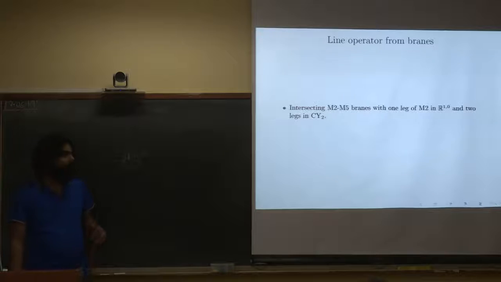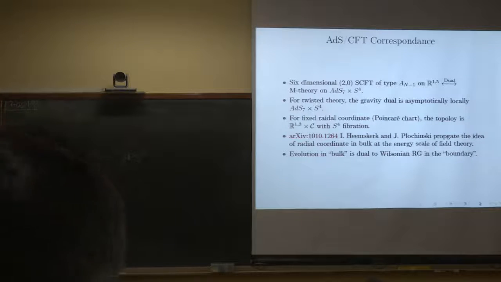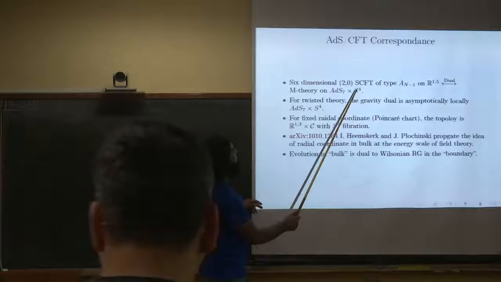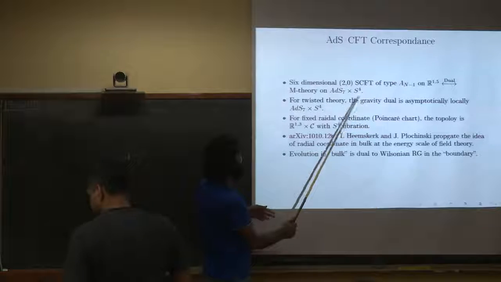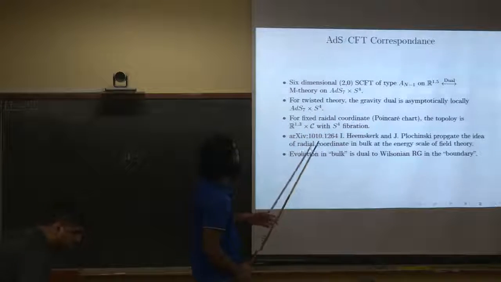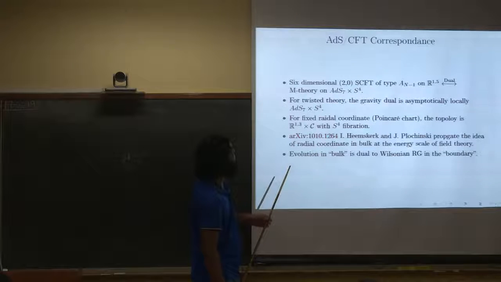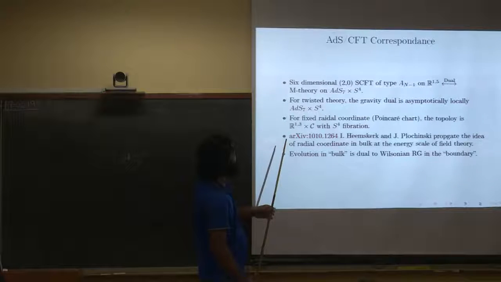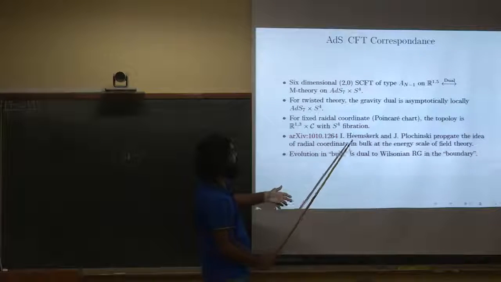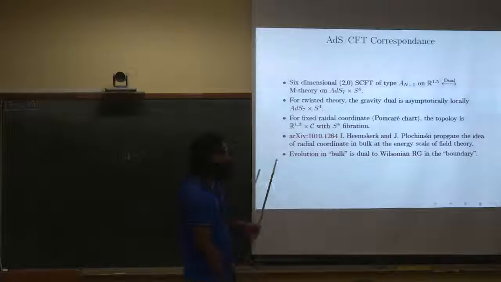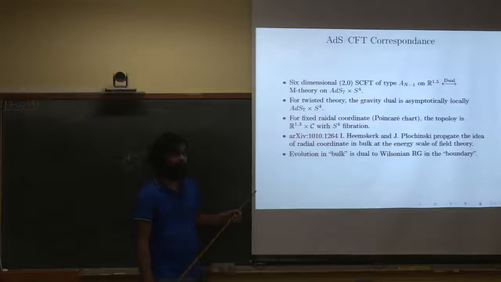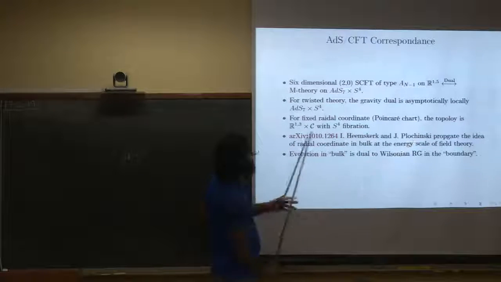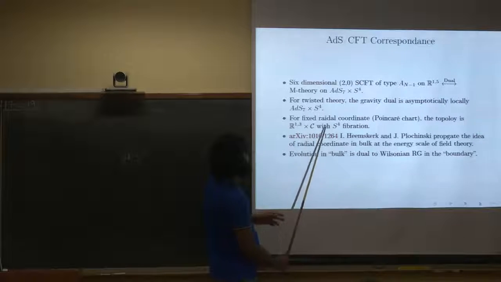So that's a field theory perspective. Now in the original paper, Maldacena also found the dual solution of this two-dimensional superconformal field theory, which was dual to M theory on AdS7 times S4. But we are interested in some exotic version of this theory, which is the twisted version. For the twisted version, the statement translates to the fact that asymptotically locally, the gravity background must be AdS7 times S4. And for a fixed radial coordinate, the topology must be R1,3 times a Riemann surface with S4 fibration.